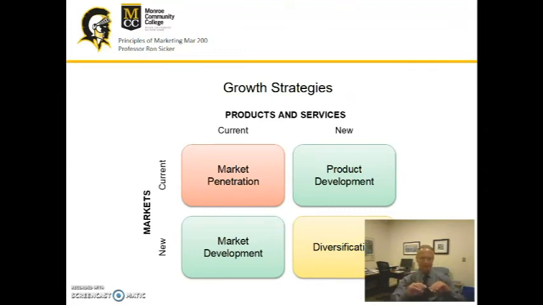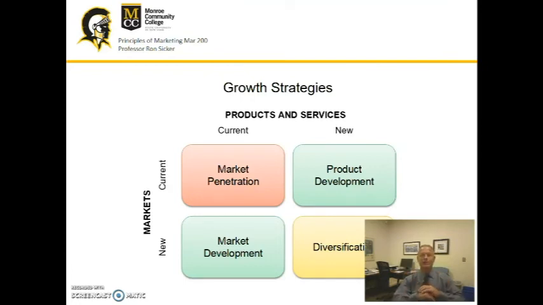Porter's model has to do with how we go to market, whether the product is a current product or a new product, or whether the market is a new market or a current market. So for instance, if you've got a current product that you're already making in a current market, say Apple and the iPhone, what you want to do is market penetration. That means gain share. You want to grow share within that market.